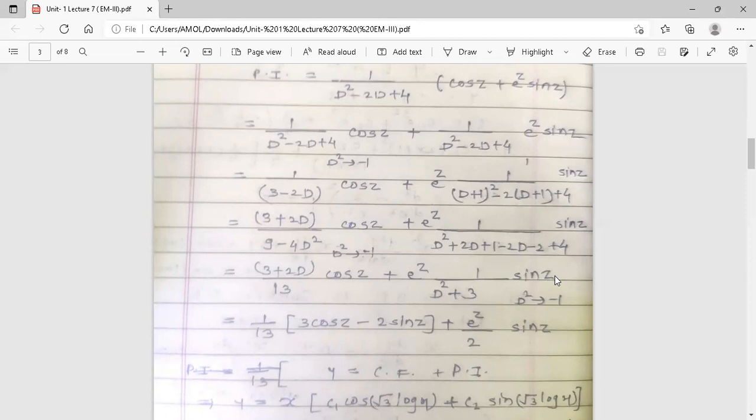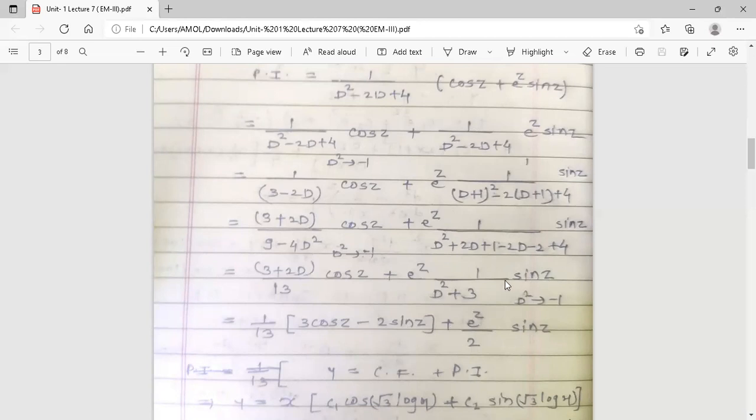Now the next step: 1 upon 13 is a constant, so you take it as it is. Now solve this bracket term 3 plus 2D for cos z. 3 into cos z gives 3 cos z, then plus 2 as it is, D of cos z. D means derivative. You know that capital D means derivative and 1 by D means integration. So capital D into cos z means the derivative of cos z, which is minus sin z. That's why the minus sign is here, minus sin z. This term is solved. Now the next term, plus e raised to z, as it is.